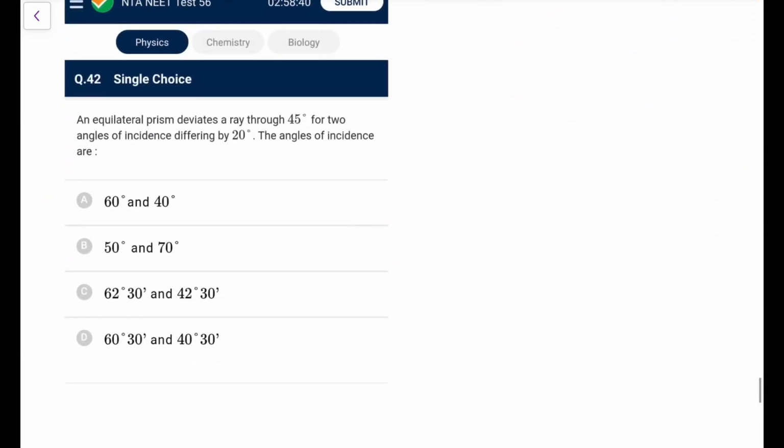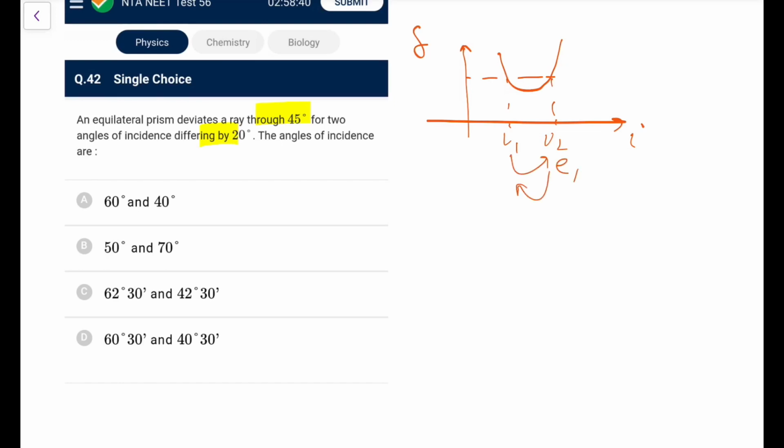Yeah. Next, 42. An equilateral prism deviates a ray through 45 degree for two angles of incidence differing by 20 degree. First of all, if I draw this delta versus i curve, it is something like this. This is the sort of curve you generally draw. The angles of incidence differ by 20 degree. If this is i_1 and this is i_2, for i_1 this would be e_1, for i_2 this would be e_2.